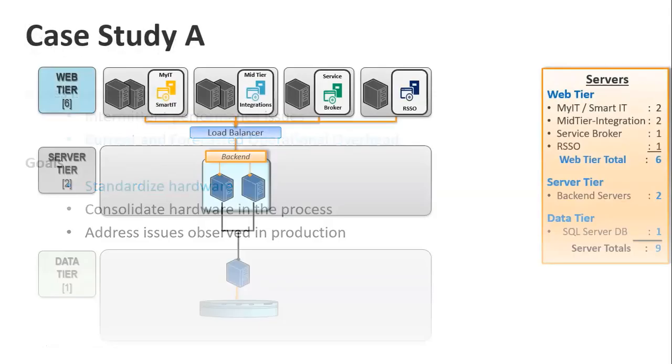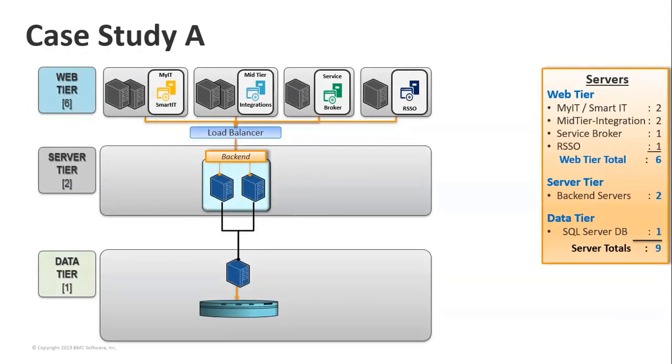So let's take a look at what their starting point was. What you'll see is at the web tier, they had initially combined Smart IT and My IT. Then they set up the functions that were supporting the integration capabilities they were looking at. They had started some work on working with Service Broker, and they set up a separate box for RSSO. Now, you'll see over here to the right that their total count of servers at that layer was 6. The server tier had 2, and they started off with the database tier of just 1. So a total of 9 servers.